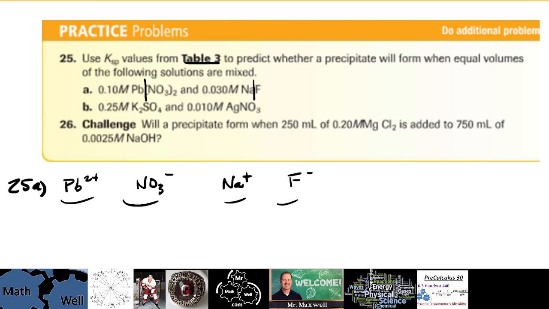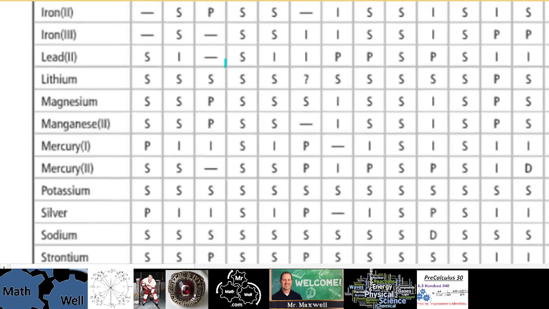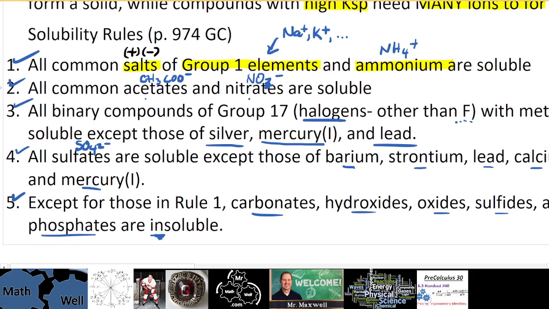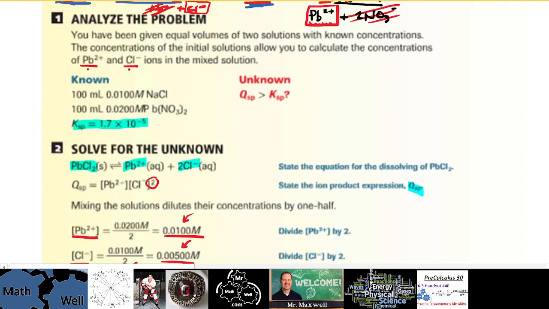So what we want to do is ask ourselves, will sodium nitrate form a precipitate? Is that a fairly insoluble compound? Is this one fairly soluble or fairly insoluble? Very soluble actually, because this is group 1, and this is a nitrate. So we go back to our rules, or you could look on this chart. Nitrates are soluble. Group 1 elements are soluble. So this is definitely not going to form a precipitate.